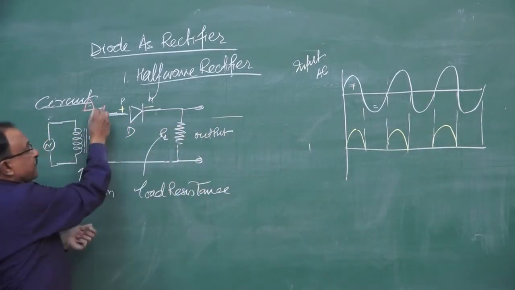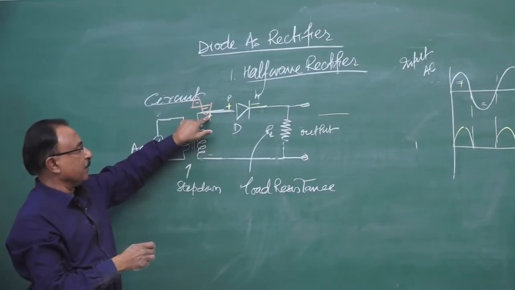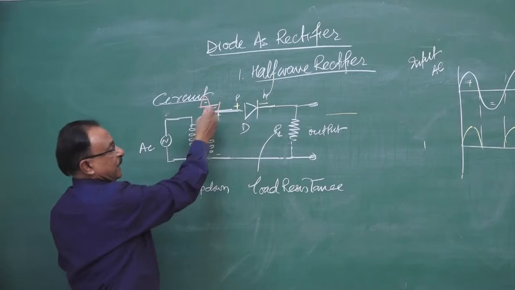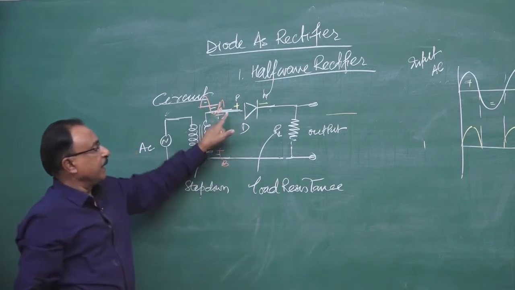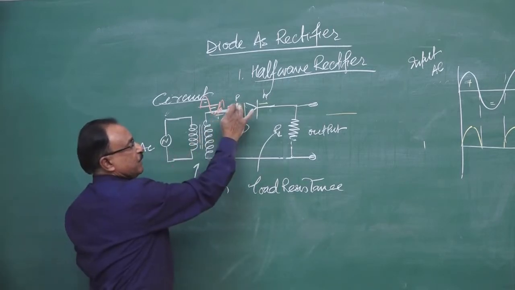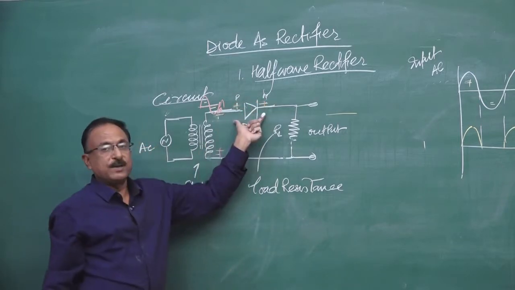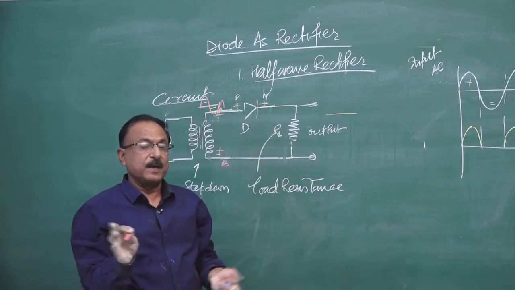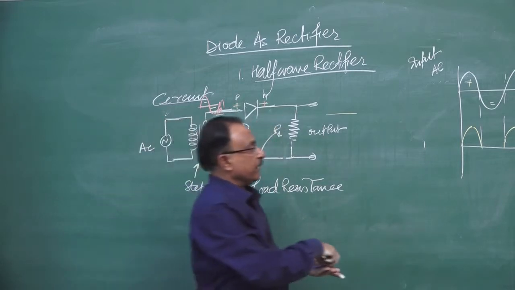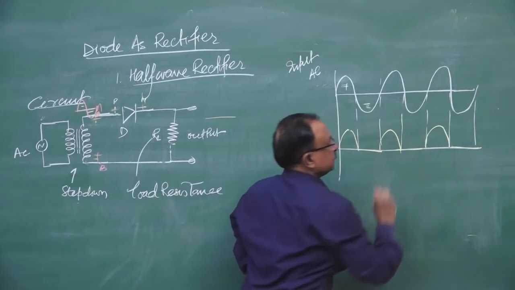Now, in the negative cycle of the input AC, the potential across the terminals changes. The P side, the A end, becomes negative and the B end becomes positive. Then the P side of the diode will be negative and the N side positive, so the diode gets reverse biased. When the diode is reverse biased, there is no current. It acts just like an open circuit. In the negative cycle, there is no current.